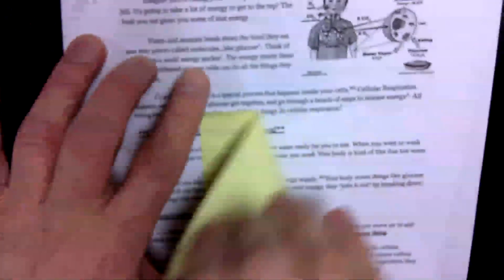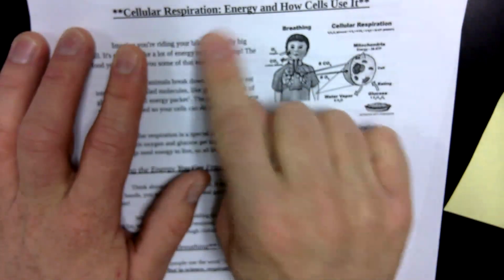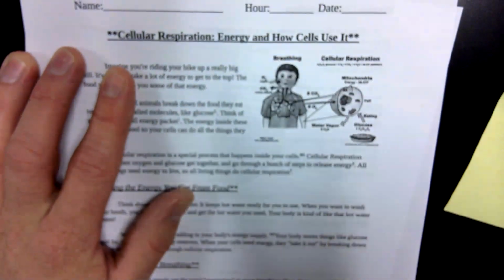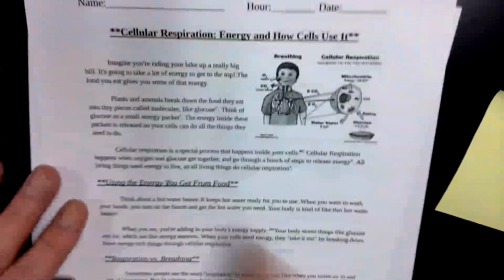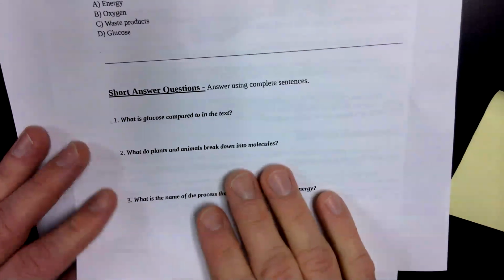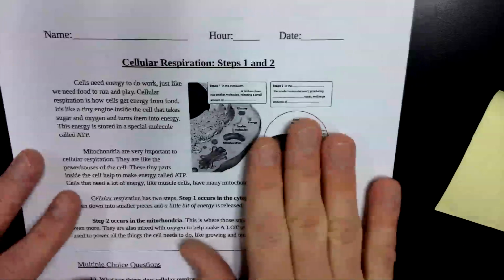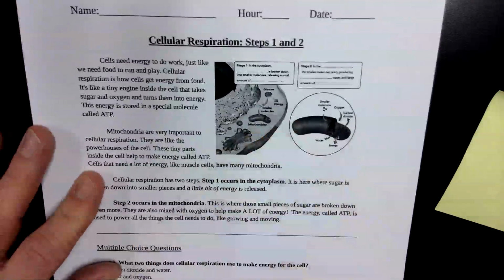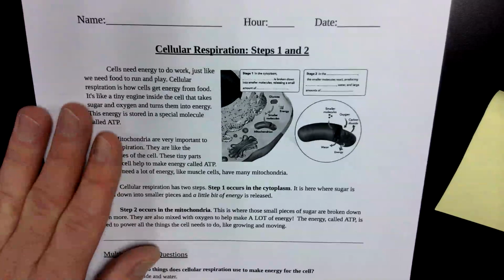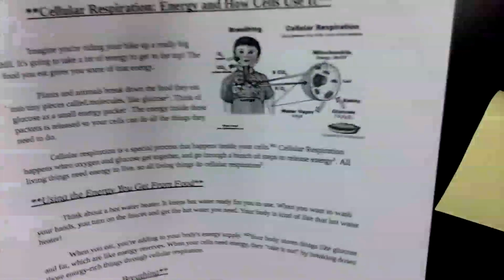Okay, so the first thing I need you to make sure you have done and checked off with me is this page right here called Cellular Respiration, Energy and How Cells Use It. In the last class, you were supposed to read this and highlight this and then answer the multiple choice questions and the short answer questions and then bring it to me and I'm just going to check it for you. And if it was okay, then I asked you to start this one. If you did not get this one or you haven't started this one, you'll need to come up and get this when you're ready, assuming that I've already checked this one off.